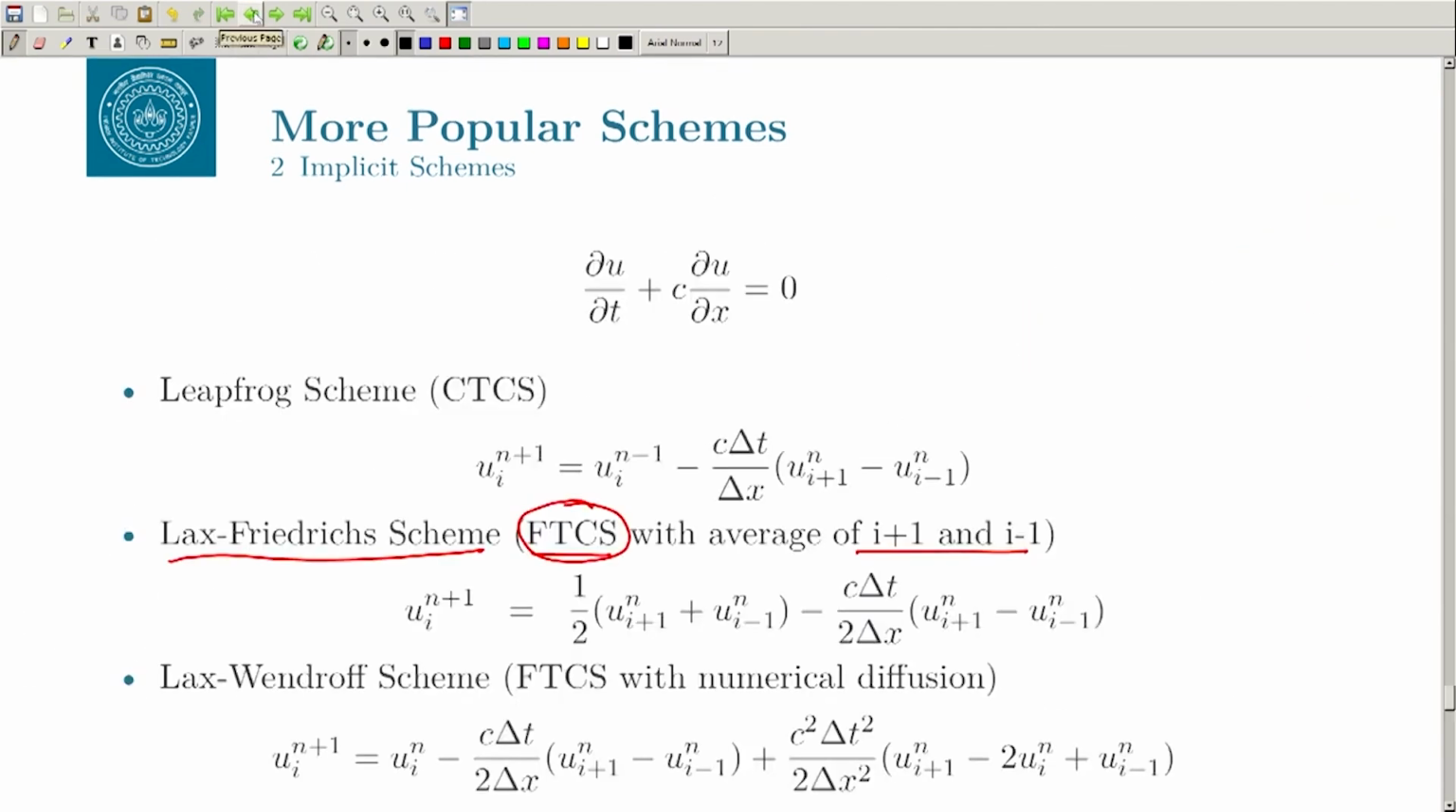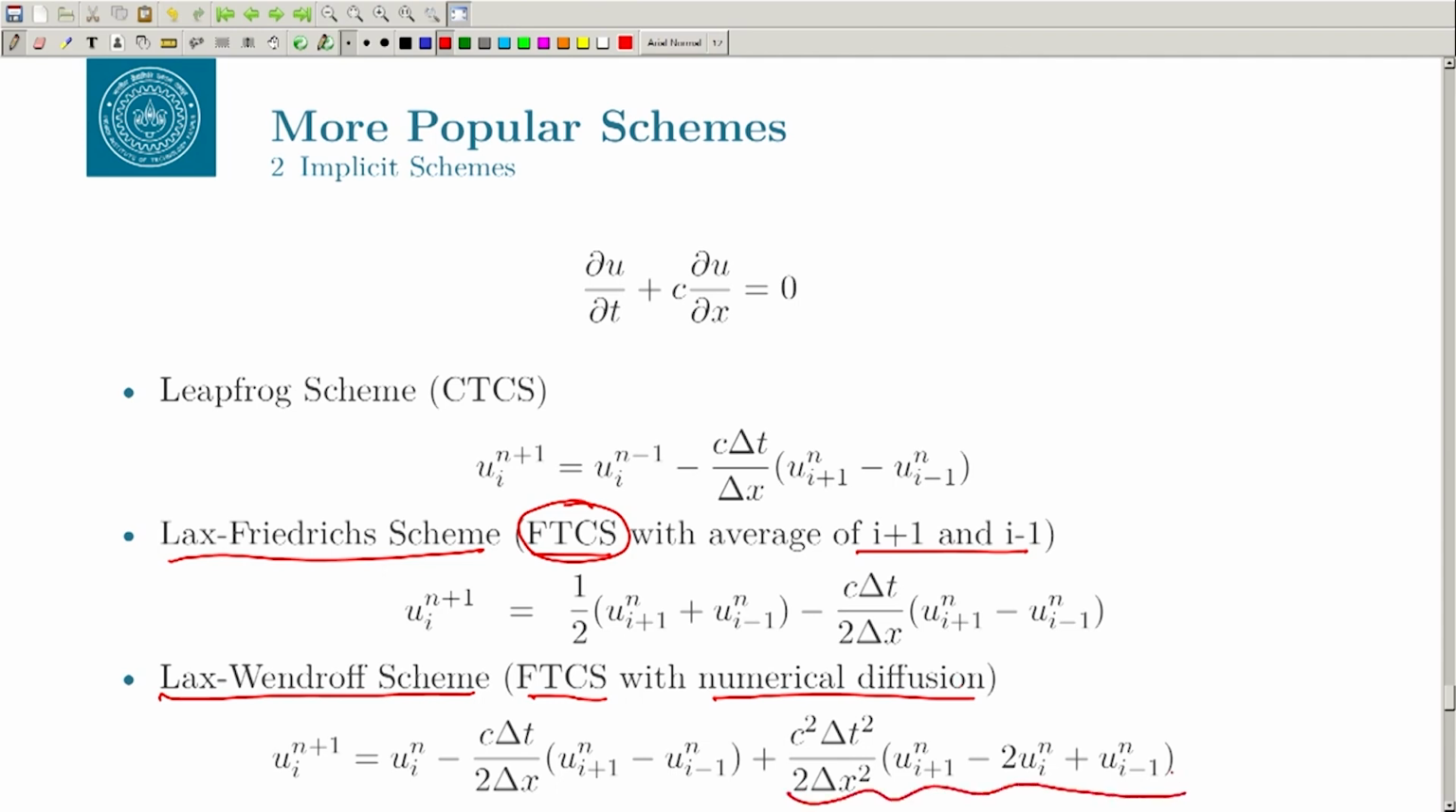The last one that I want to introduce, of course, there are many more schemes than what is written here. I am just introducing a few to you, which are very popular. So, the third one is the Lax-Wendroff scheme, and again Lax and Wendroff have proposed this scheme. This is also FTCS, forward time and center in space, but we use a second order numerical diffusion. So, these terms are basically additionally added.